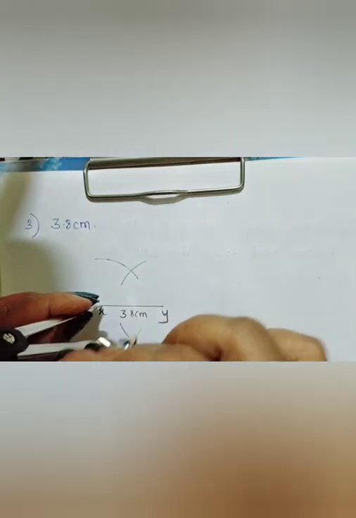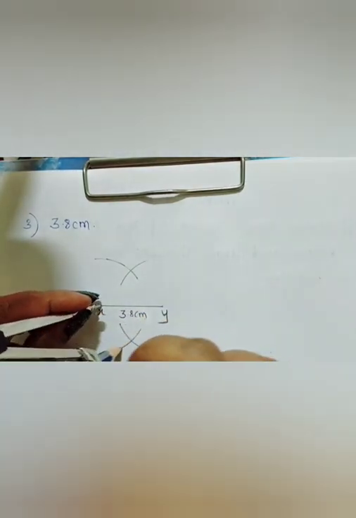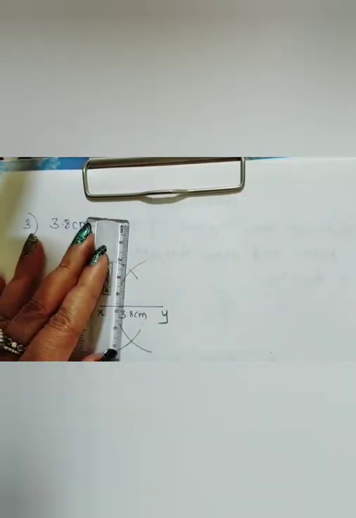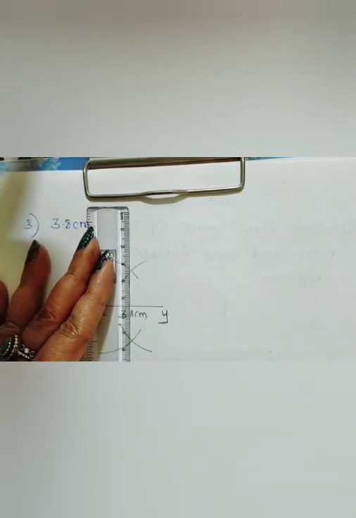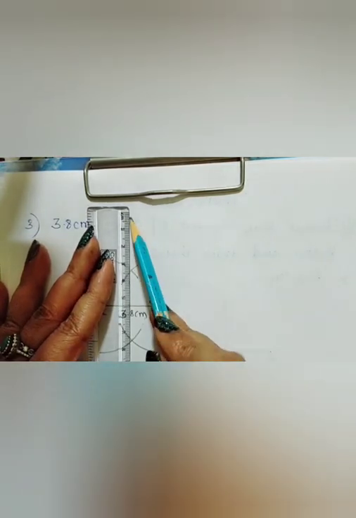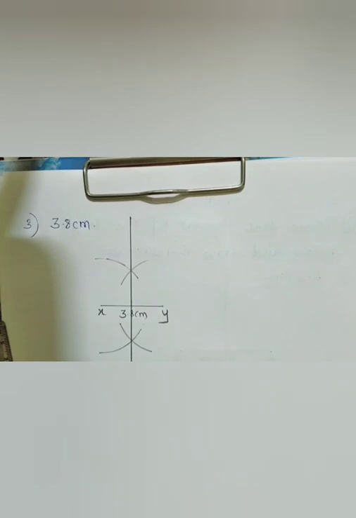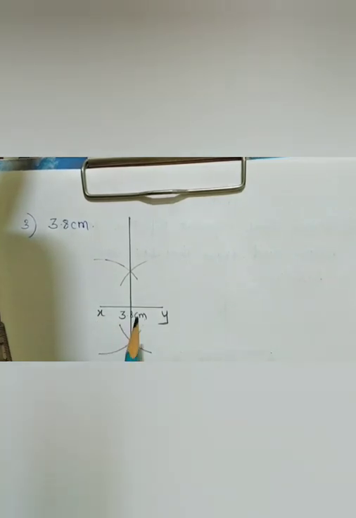Now we will draw this arc. While doing so, please go for a bigger one. Now I'm going to join this. So we got the perpendicular bisector of line segment XY, that is 3.8 centimeter. This way you have to solve practice set 1. I hope you understood how to do practice set 1, how to draw a perpendicular bisector on a line segment.